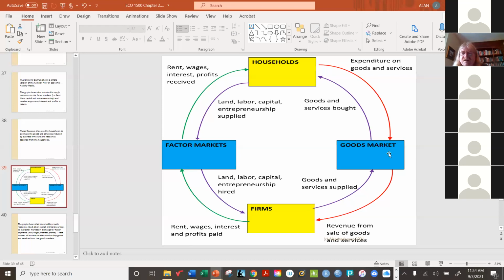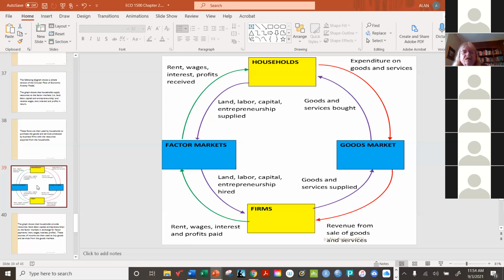So the payments go back to the households in the form of income, which can then be used to buy more goods and services. Okay, so in other words, the households are supplying resources to the businesses. And in exchange for that, the businesses are producing goods and services for us. That's really what this is all about.